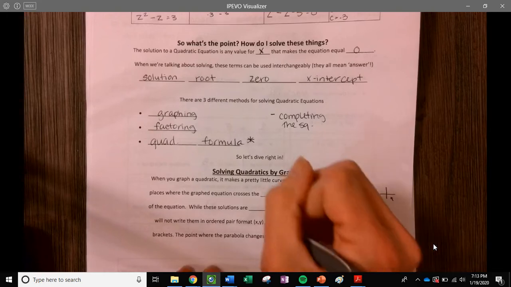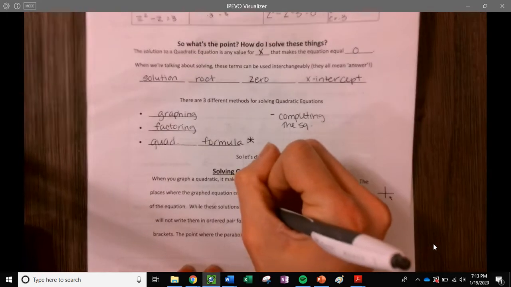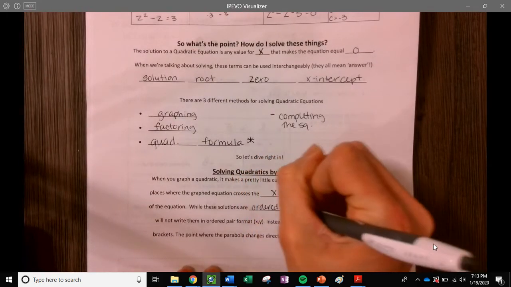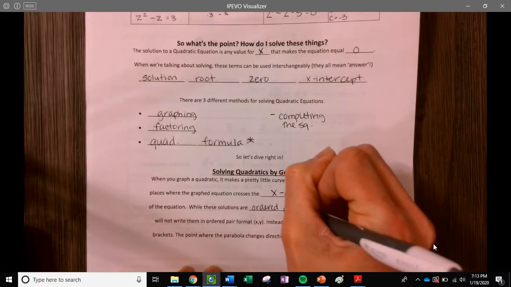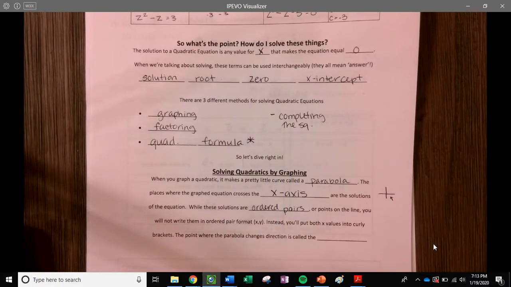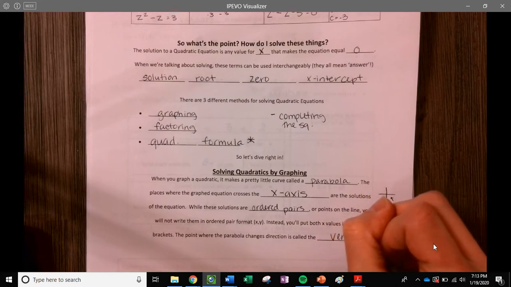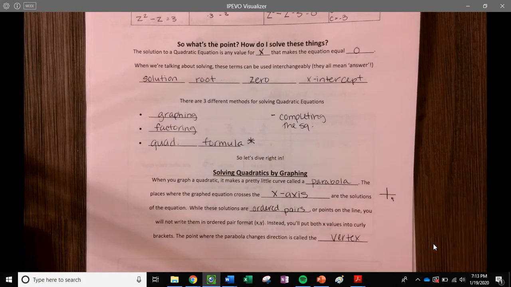So while the solutions are ordered pairs or points on the line, you will not write them in ordered pair format, x and y. Instead, you'll put both the x values into curly brackets. And the point where the parabola changes direction is called the vertex, which you may be asked to identify as well. Okay?